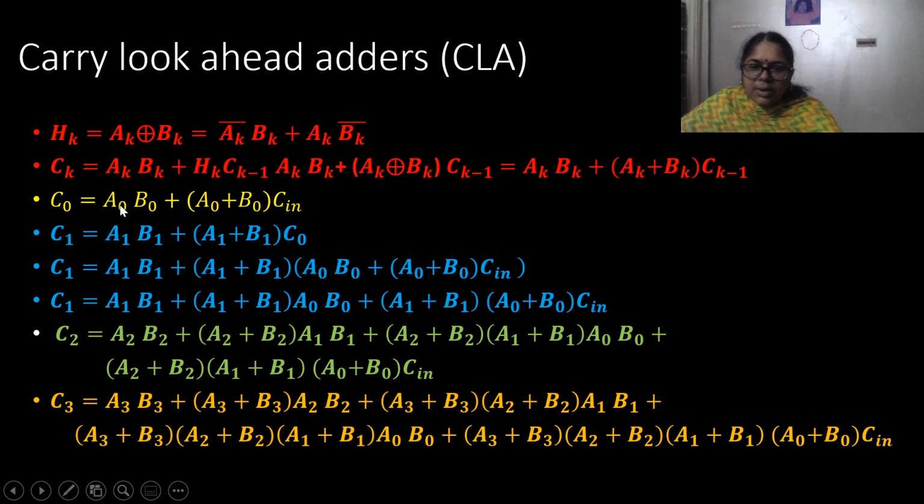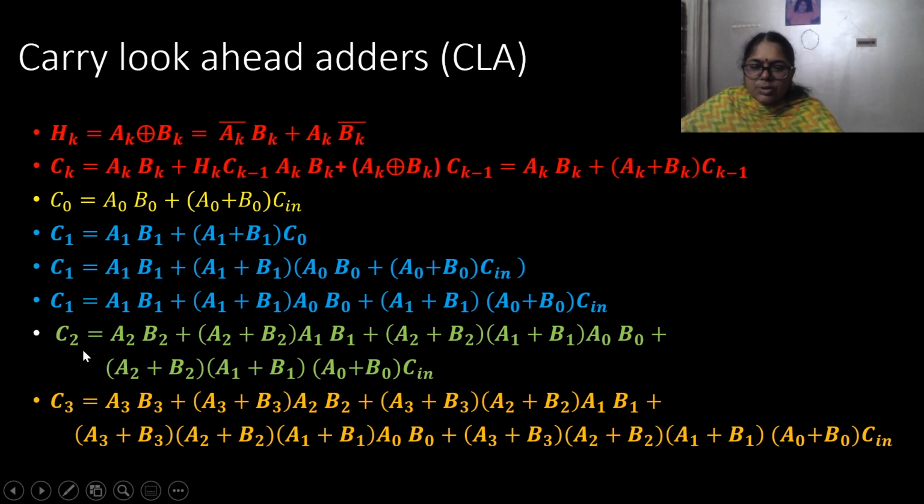So C0 is equal to A0 B0 plus A0 plus B0 into C in. So C in is the actual input carry. C0 is the carry generated by the first adder cell. C1 is the carry generated by the second adder cell, and we get C1 by substituting K is equal to 1. So here we have A1 B1 plus A1 plus B1 into C0, or if we replace C0 by the expression we got, then C1 is equal to A1 B1 plus A1 plus B1 into A0 B0 plus A1 plus B1 into A0 plus B0 into C in.